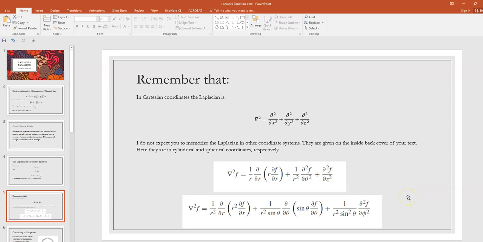So just remember that the Laplacian in Cartesian coordinates is pretty straightforward, but don't make the mistake of thinking that your Laplacian in spherical coordinates is just, you know, partial squared with respect to r squared plus partial squared with respect to theta squared. It doesn't work that way. There's a more complex expression, and it's down here.